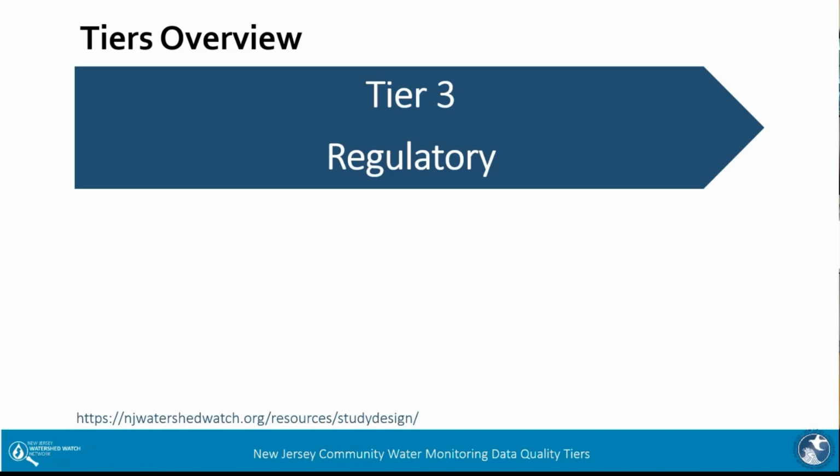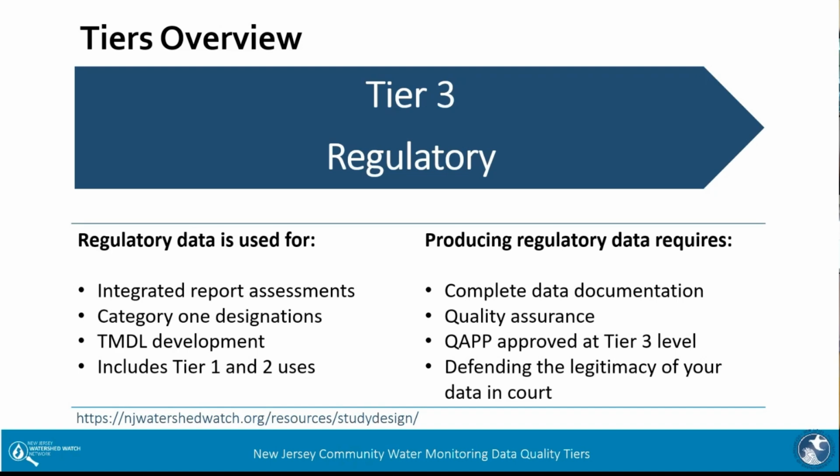Tier 3 can be used for the tier 1 and tier 2 uses, but in addition, it can be used for regulatory purposes. So this needs the highest level of quality assurance because regulatory actions could be taken based on the data, and we want to be very confident in that data. And using the data for the integrated report is an example of regulatory use. Other examples are Category 1 designations and development of total maximum daily loads to address impairments.